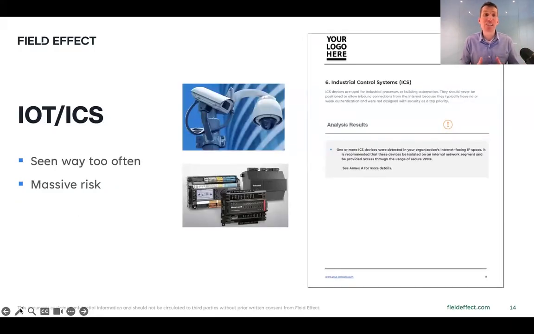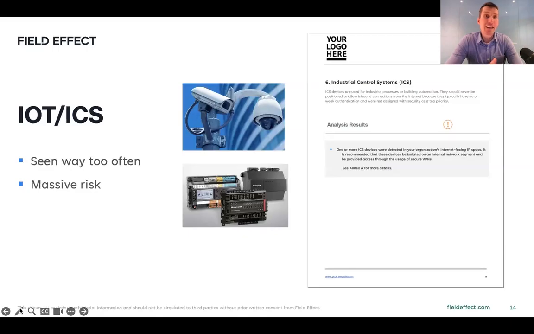The next ones, sections 5 and 6, are something near and dear to my heart, IoT and ICS. So Internet of Things and Industrial Control Systems. In a perfect world, we wouldn't see these at all, but they pop up all too frequently in these attack surface reports. This healthcare organization that we're running it for, you can see on the right, had building controllers, and I think they had like their HVAC system on the internet.